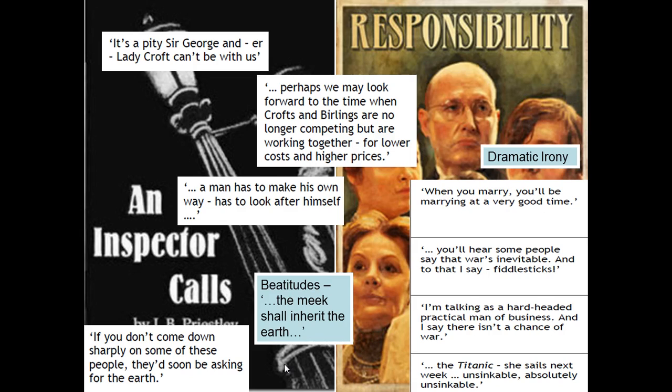dramatic irony, and so much of this play is built upon dramatic irony. It's the fact that the audience knows more than the characters on the stage. So us watching it, we know that after 1912 the Titanic sank. We know that within 2 years Britain was involved in the worst war in its history. And you have this idiot, this stuffed shirt standing up there saying things like, "When you marry, you'll be marrying at a very good time."